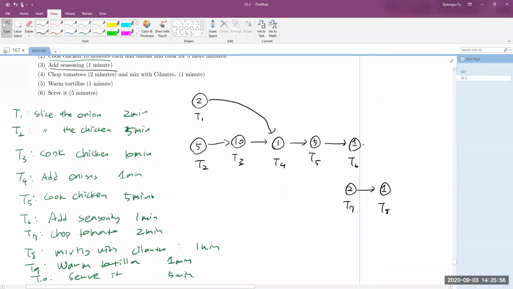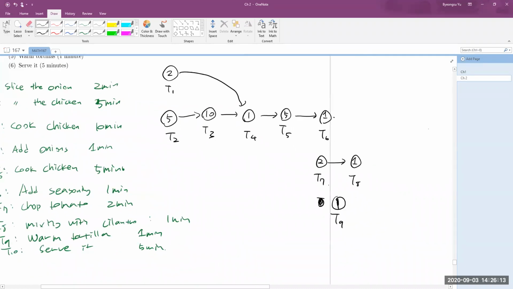And you can also warm your tortillas without depending on other jobs, right? So you can write down T9, warm tortilla, 1 minute. And to serve this, you need to put all of these together, right? So the last job is T10, and it depends on all the other work you did. So the final diagram looks like this. Does it make sense?